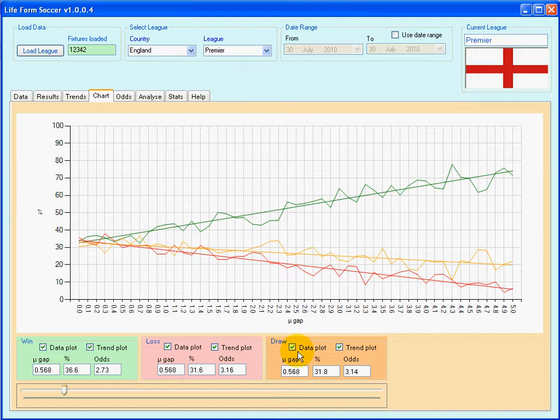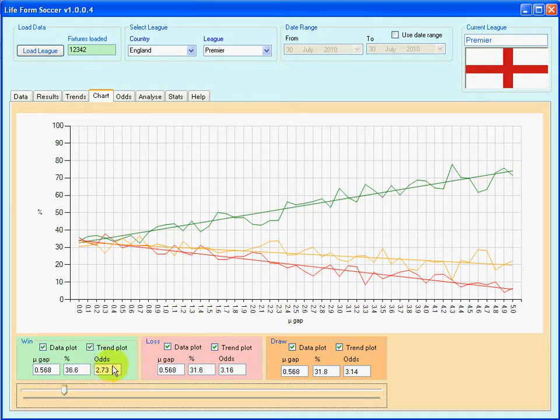So in an imaginary matchup between Chelsea at home to Manchester United away, Chelsea would have a 36.6% chance of winning, or Manchester United have got a 36.6% chance of losing. Chelsea would have a 31.6% chance of losing, or Manchester United would have a 31.6% chance of winning, and there would be a 31.8% chance of a draw.